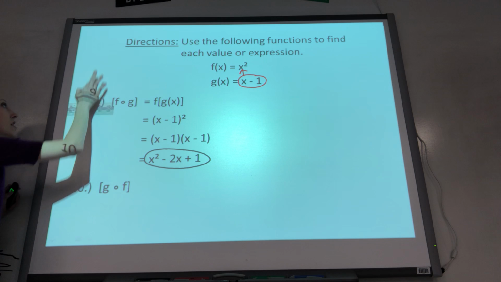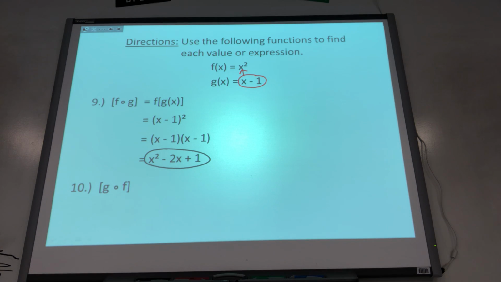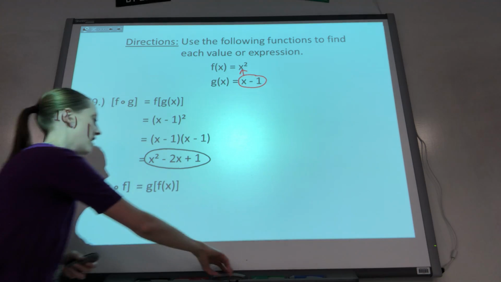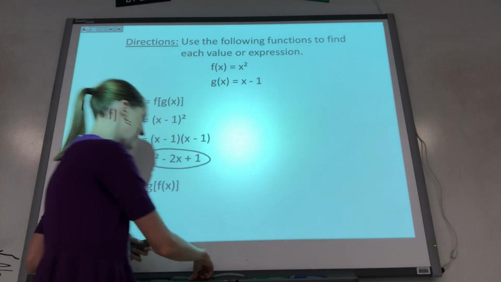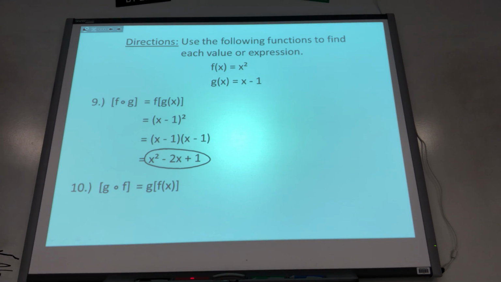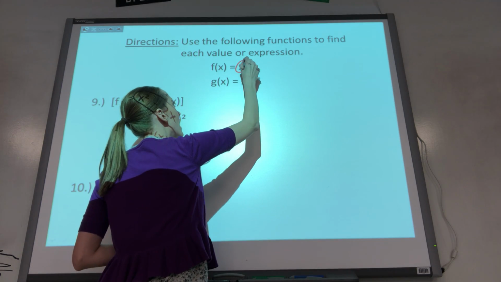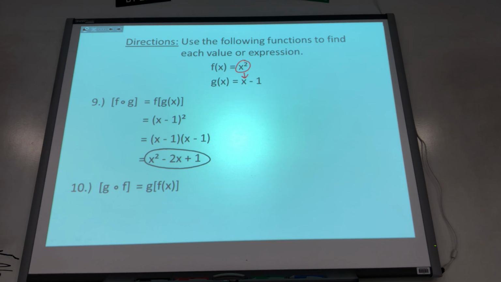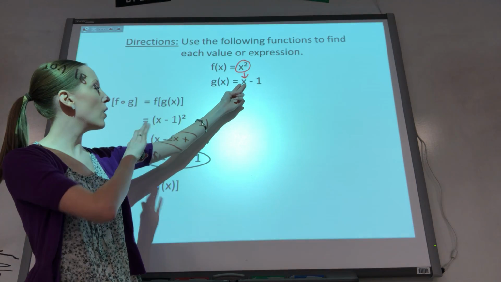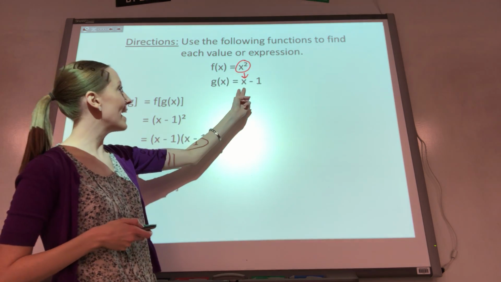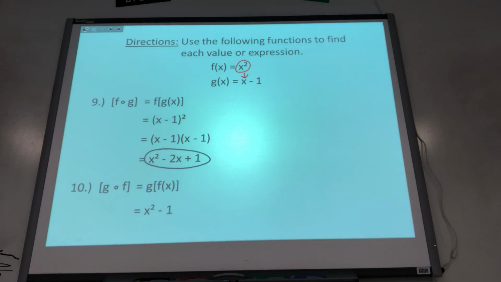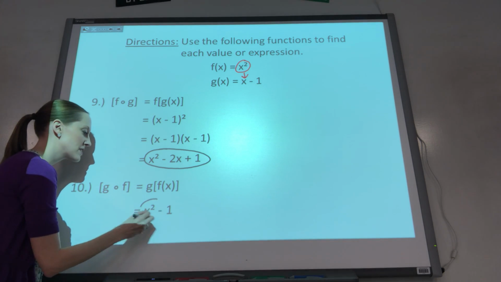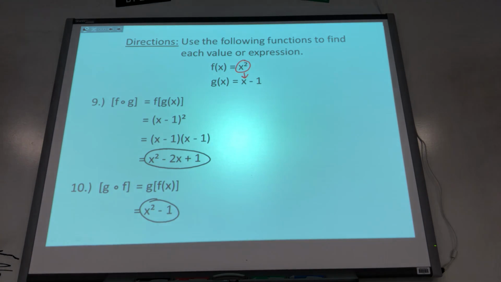Now, number 10. Now we need to find what g of f is. So it's going the other way. G of f of x. Now I want to start with f of x, plug it in to g of x. So you're not multiplying anything. The x right here just totally disappears and it gets replaced with x squared. And there's really nothing else you can do to that. x squared minus 1, that's how we would leave it for g of f.